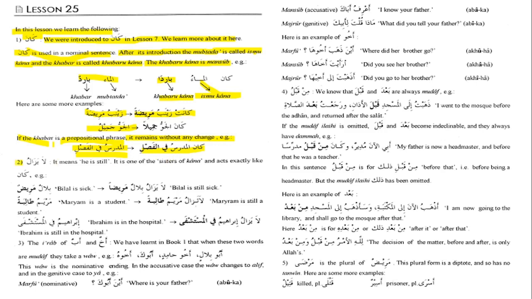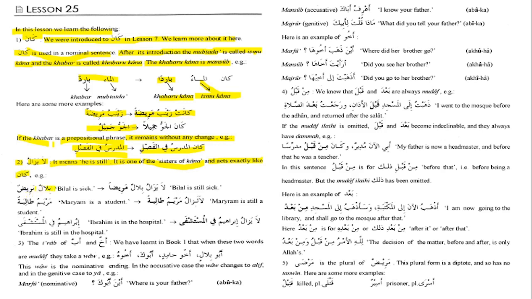Now another thing we'll learn in lesson number 25 is la yazalu. The expression la yazalu is coming from zala, yazalu. It's a verb. La yazalu means he is still, he continues to be. It is one of the sisters of kana. That is, zala is one of the sisters of kana, so it acts exactly like kana regarding the grammar, having ismu zala and khabaru zala.